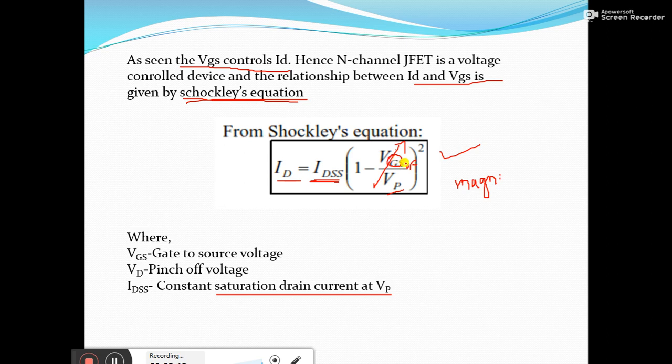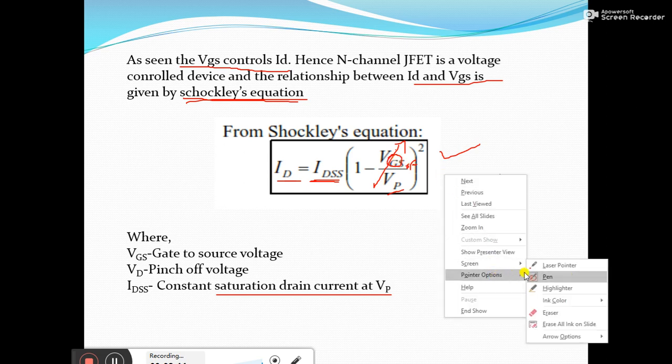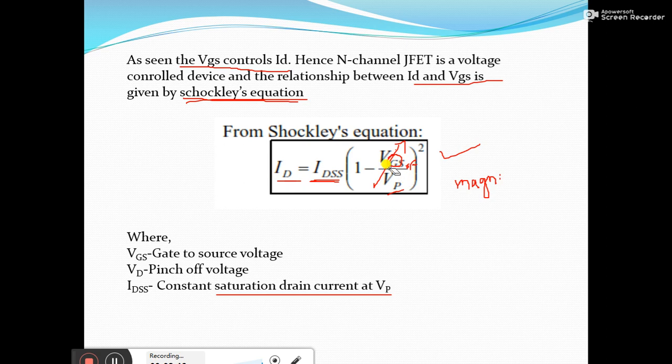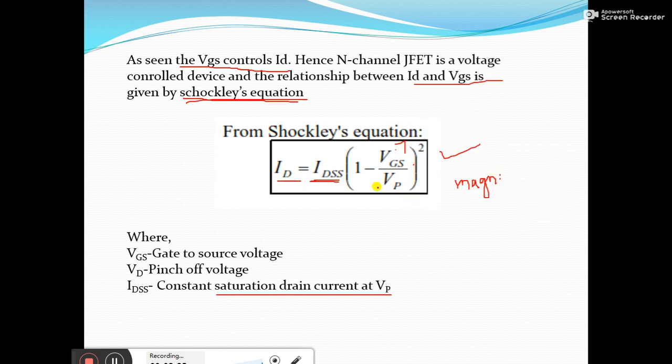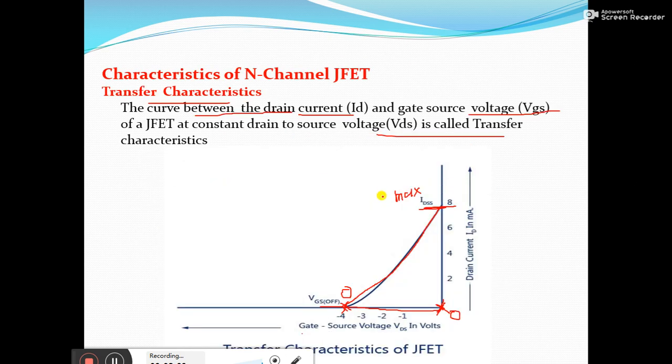Since the numerator and denominator are equal here, this entire term can be replaced with 1. 1 minus 1 becomes 0. 0 square will be 0 only. IDSS into this 0 term, ID will become 0. So like this, whenever VGS equals VGS off, ID will become 0.